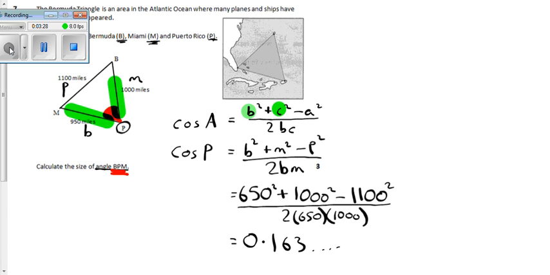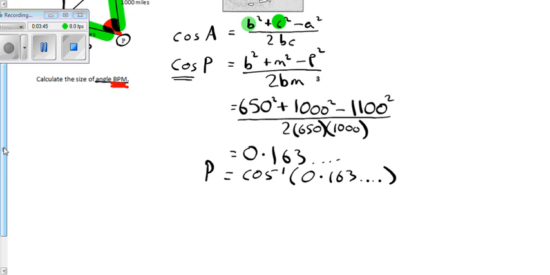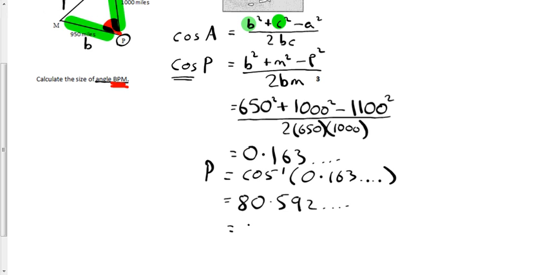0.163, so on. We don't want cosine P, we want the angle P on its own. So I take the inverse cosine of that. Now, remember there's no need for you to actually type that in. You can use the answer button in your calculator. So the inverse cosine of that, 80.592. Nothing mentioned in the question about rounding, so I'm just going to round that to 1 decimal place.